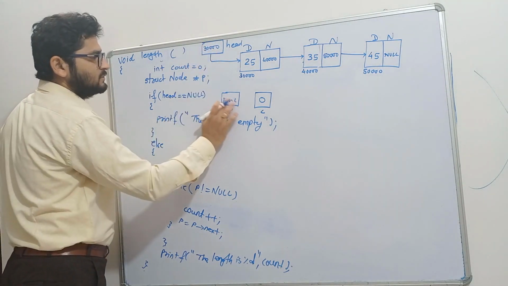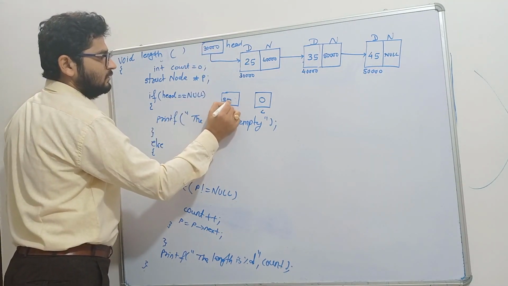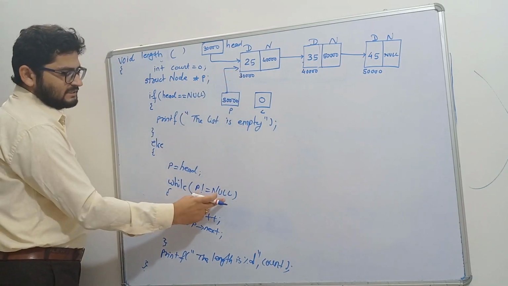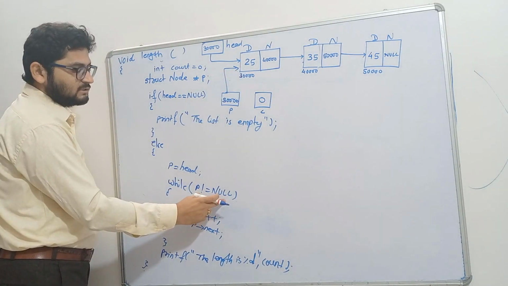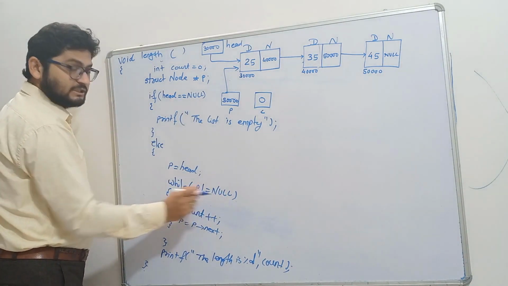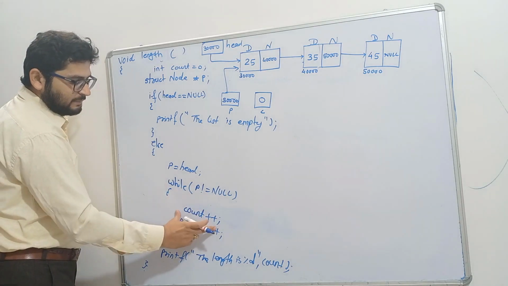So this 30,000 will be stored here, right? That means what? P is pointing to this node. After that, we are checking p is equal to null or not. Obviously it is not null because it is right now 30,000. 30,000 is not equal to null, the condition is true. It will come here, it will just increment count by 1.